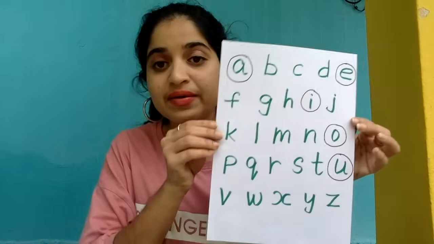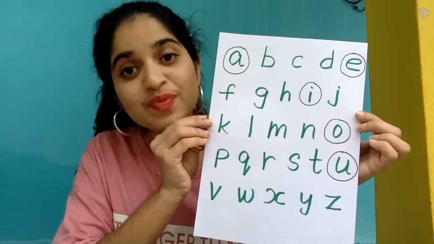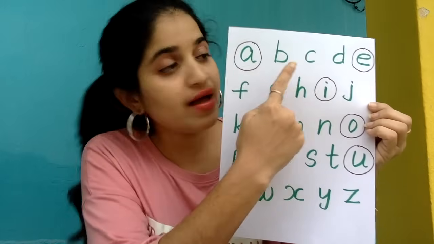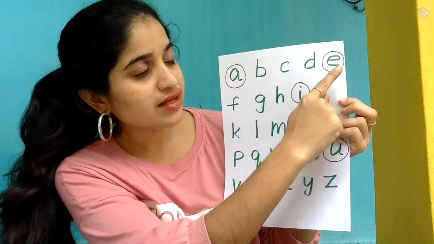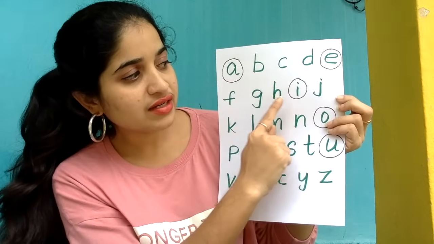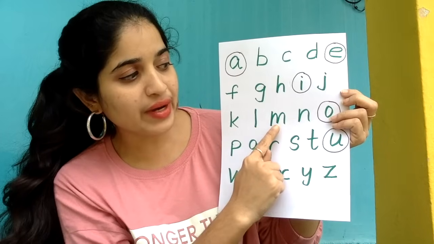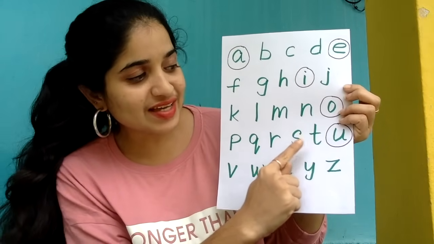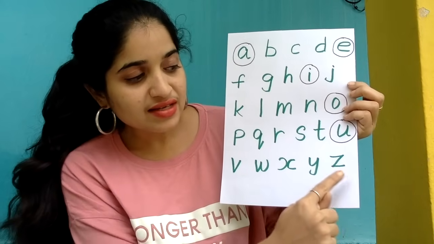So this is how you have to first teach them the phonic sounds. It is always advised to prepare a chart like this for them with all the small case letters in a page. And now let's make them learn the phonic sounds all together. So here, starting from here, a, b, c, d, e, f, g, h, i, j, k, l, m, n, o, p, q, r, s, t, u, v, w, x, y, z.